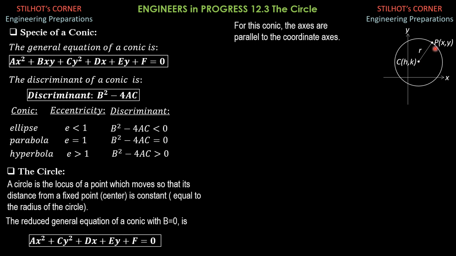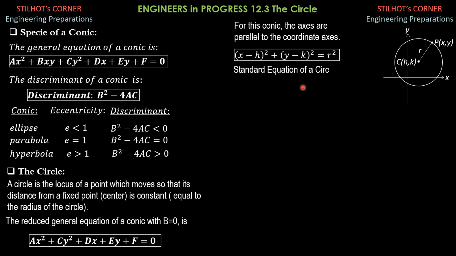And imagine a right triangle so that we can apply the Pythagorean theorem. The horizontal distance is x minus h. The vertical distance is y minus k. So by the Pythagorean theorem, x minus h, the horizontal leg, squared plus the vertical leg y minus k squared equals the hypotenuse r squared. So this is the standard equation of a circle with center at h, k, and radius r.